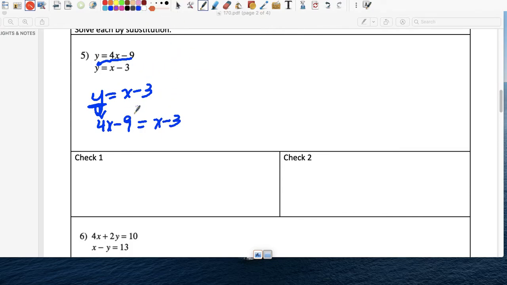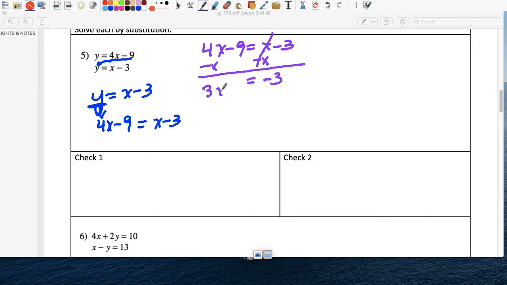So now we do what we do. Let me bring that up here to get myself some more room. There are variables on both sides. Get rid of one of them. Remember I told you a long time ago, get rid of the smaller one. It's just easier. This goes away. I'm left with -3 on this side. 4x minus x is 3x minus 9. We do plus 9 on both sides. 3x equals 6, and x equals 2, right? Divide both sides by 3.